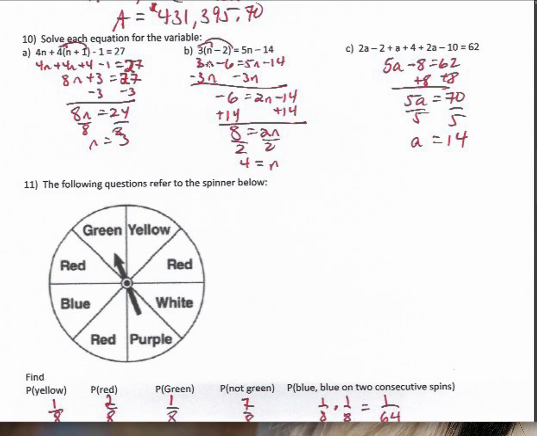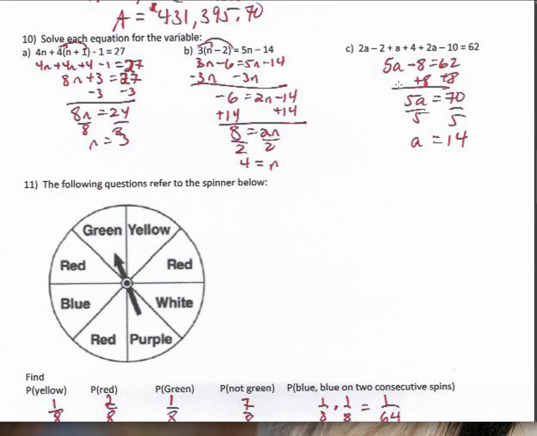Distributing the 3 here, 3 times n is 3n. 3 times negative 2 is negative 6. Equals 5n minus 14. Subtracting 3 n's, negative 6 is 2n minus 14. Plus 14 to both sides, 8 is 2n. Dividing by 2, I get 4.